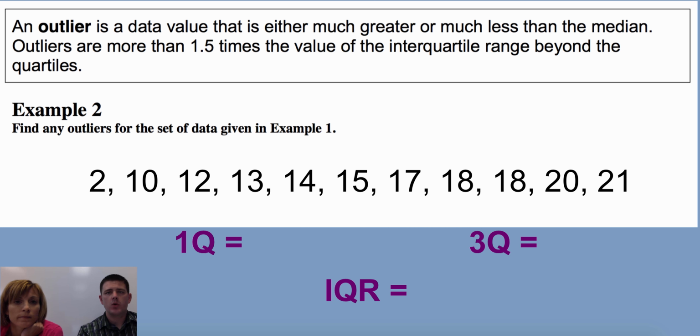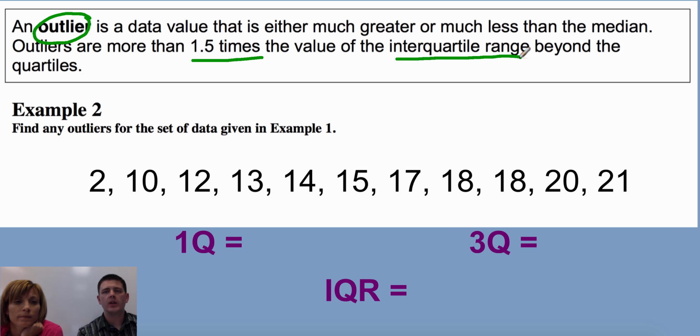So we have one more vocabulary term. It's called an outlier. Okay? A way to think about an outlier is it's a data value that doesn't match everything else. It's way out there. It's either way too small or way too big in comparison to everything else. Our definition is it needs to be more than 1.5 times our interquartile range.